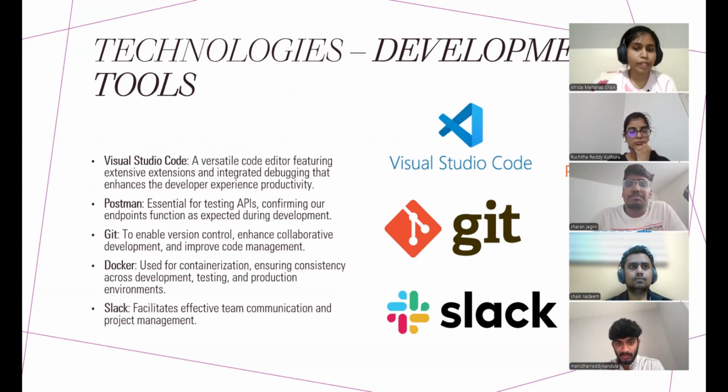For development tools, to streamline development, we use a variety of tools: Visual Studio Code for coding with powerful extensions and debugging capabilities, Postman for API testing and ensuring endpoints function correctly, and Git for version control, enhancing collaboration and code management. Docker is for containerization, ensuring consistency across different environments. We also use Slack for team communication and project management.